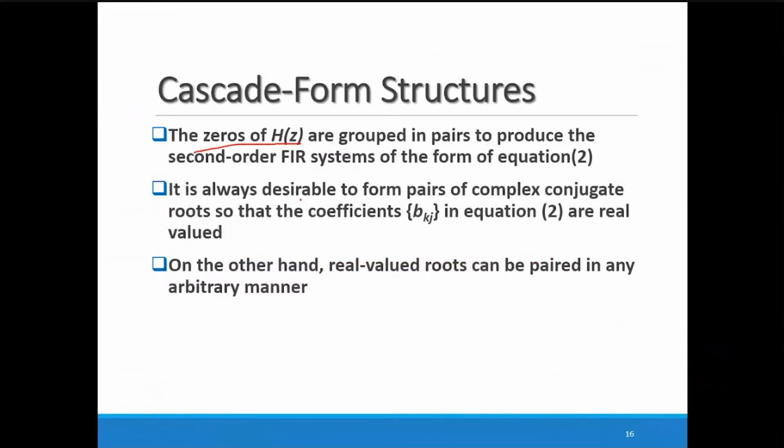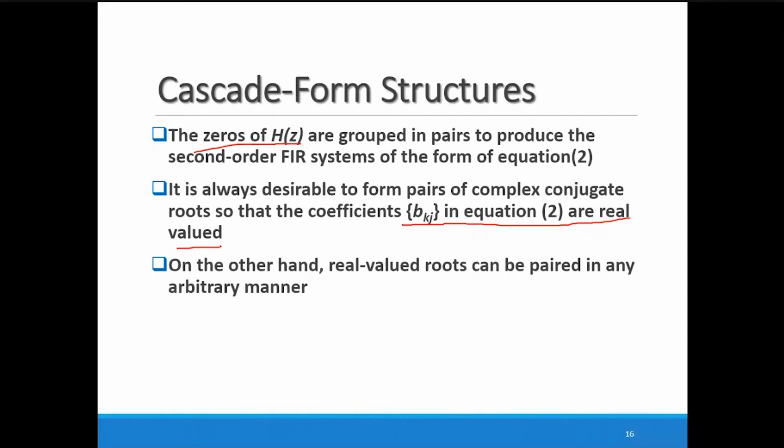It is always desirable to form pairs of complex conjugate roots so that the coefficients b_k in equation 2 are real valued. On the other hand, if the roots are real valued, they can be paired in any arbitrary manner.